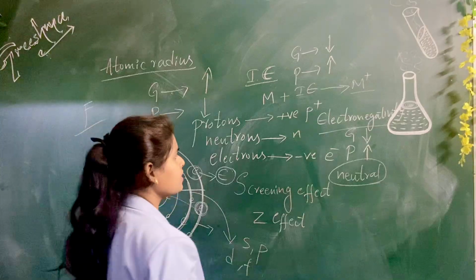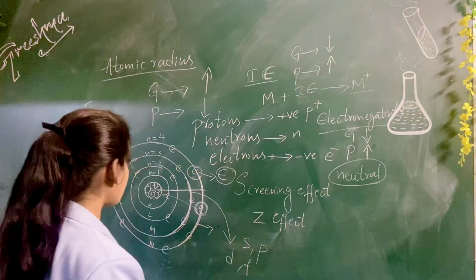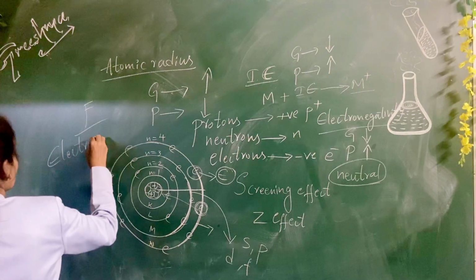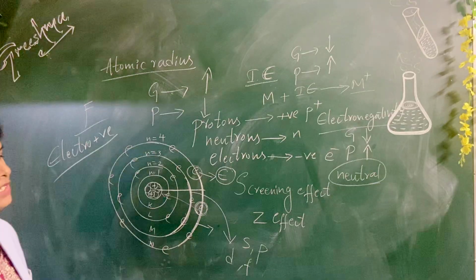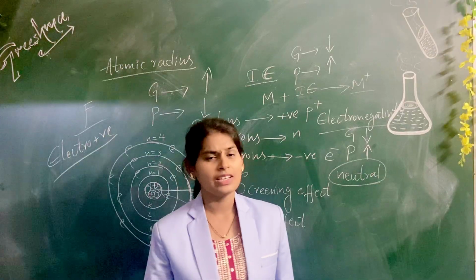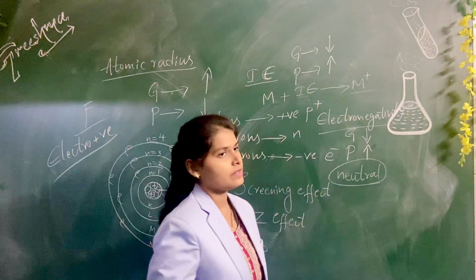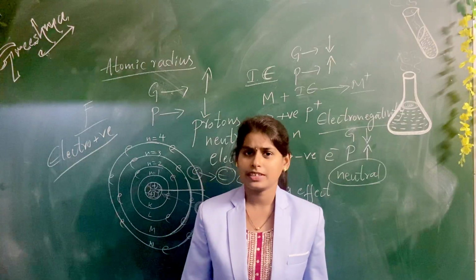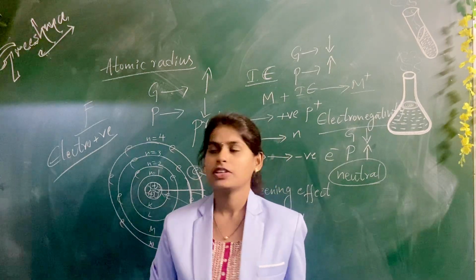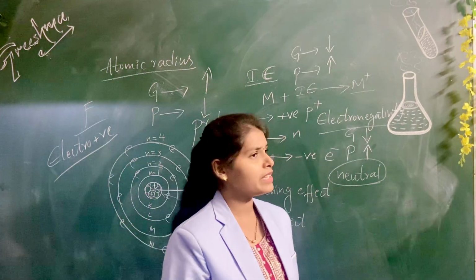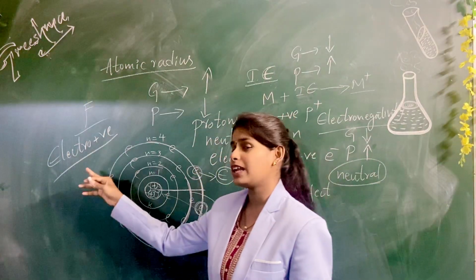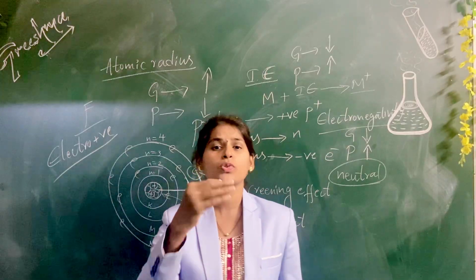I hope you are understanding. This is about electronegativity. Then, talking finally about electropositivity, it is also called metallic nature. What do you mean by electropositivity? It is exactly opposite to electronegativity. In electronegativity, I told you that it is the tendency of an atom to attract electrons towards itself, which means there is gaining of electrons. But electropositivity is the chance of losing electrons.